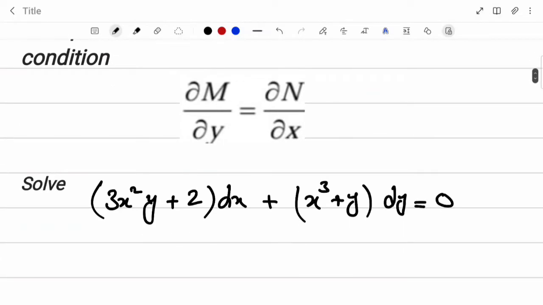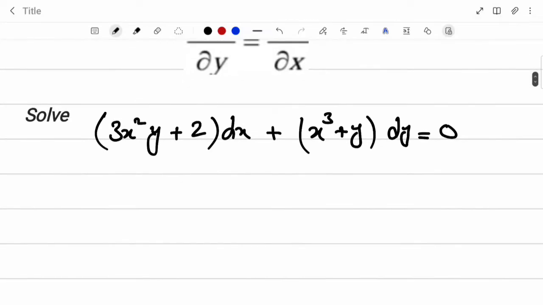The next point is to solve it. Remember, exact differentials are solved in a particular manner, which we will discuss in this video. So now this is written in the same format, and remember, it should be equal to 0. Now anything which is written with dx, we represent with M, so 3x squared y plus 2, and anything with dy we write as N.